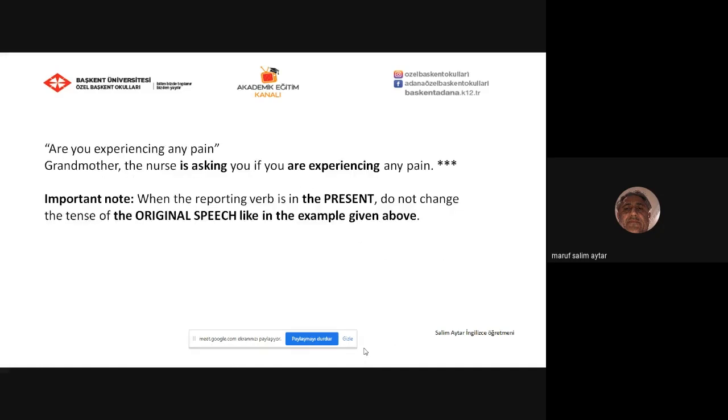Have a look at it. Are you experiencing any pain? Grandmother, the nurse is asking you if you are experiencing any pain. When the reporting verb is in the present, do not change the tense of the original speech, like in the example given above.